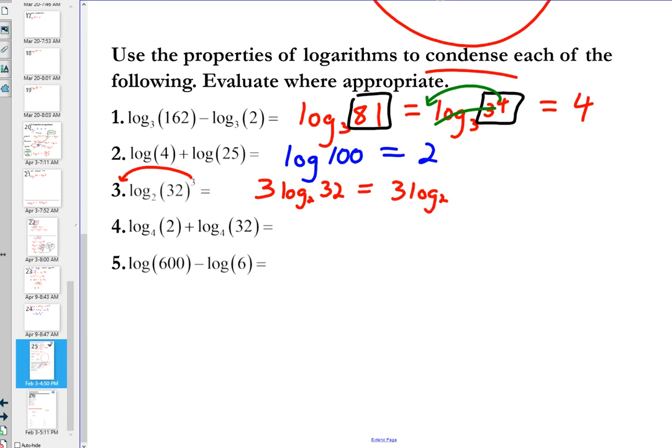So here's 3 log base 2. I just got that 32 is the same thing as saying 2 to the 5th. So if I cancel out those 2's, and that 5 goes in front of the 3, what is 3 times 5?